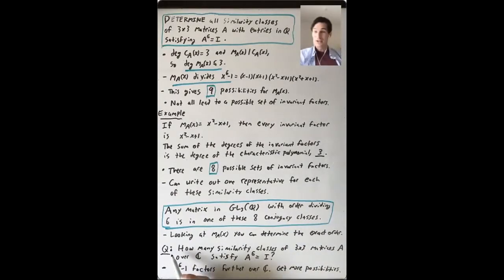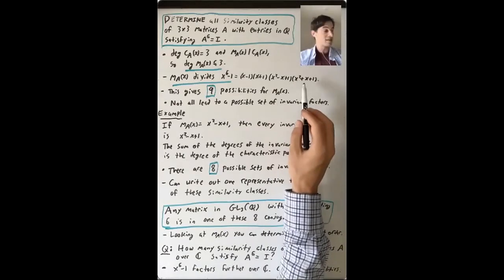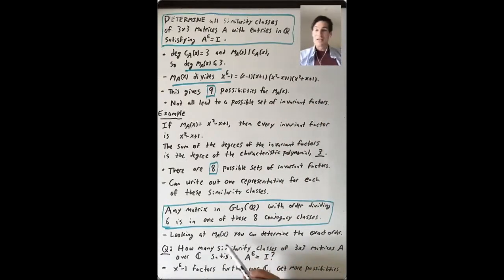Another direction you could go in is to ask the same question, but instead of having your entries be in Q, having them be in C. So how many similarity classes of 3 by 3 matrices A over C satisfy A to the 6th equals the identity matrix? The difficulty here is that x to the 6 minus 1 factors further over C. So you get more possibilities. These quadratic polynomials that are irreducible in Q[x] are not irreducible in C[x], so they factor further. We can tackle this problem using rational canonical form, asking what are the possible minimal polynomials and the possible sets of invariant factors. But it's actually a little bit easier to think about it in terms of Jordan canonical form, which is the subject of our next 2 lectures. And this is an example that Dummit and Foote come back to in section 12.3.